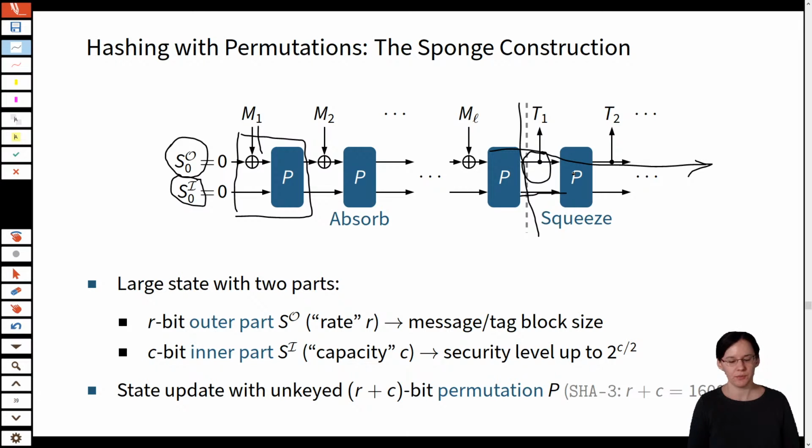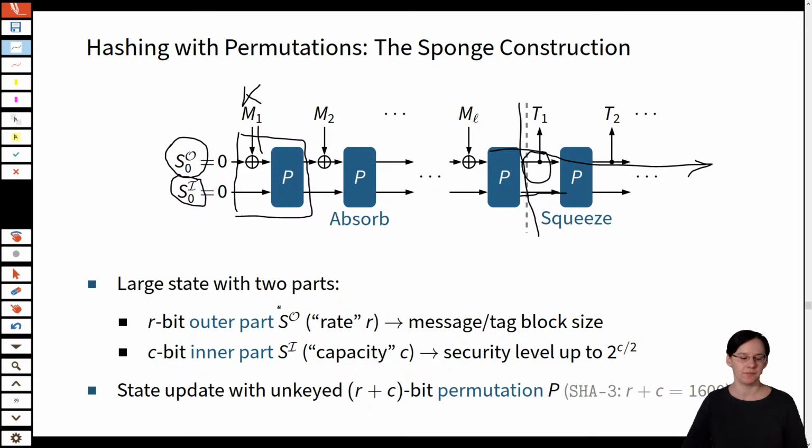And you can also imagine that this is relatively easy to transform into a MAC, because you can simply add the key as the first block here, and then the rest of the computation stays the same. This way you could also produce, for example, a MAC with a longer output. So it's a very flexible construction.